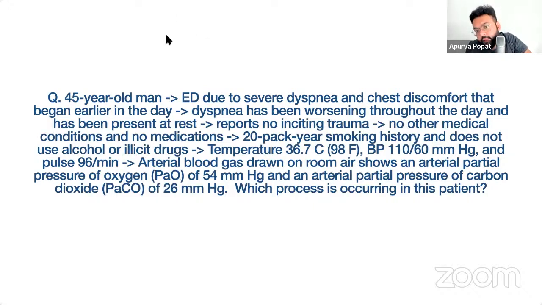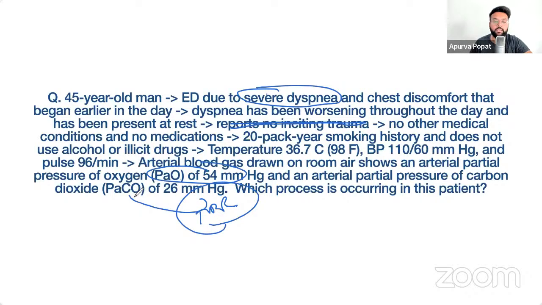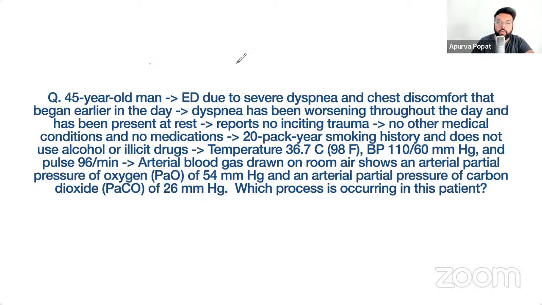Panic attack. See, in panic attack, no doubt you get hyperventilation, but this patient is already having some trauma. No trauma. There is no inciting trauma. But anyway, due to some pathology, he is having dyspnea. Because of that difficulty breathing, he is already having hypoxia. So the body's compensation would be to increase the respiratory rate, and when you increase the respiratory rate, your PaCO2 would decrease. Now, I'll show you the graph in the next slide.